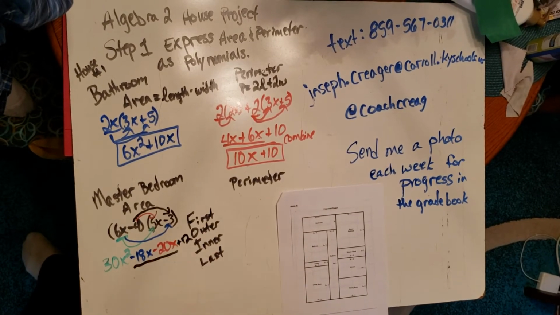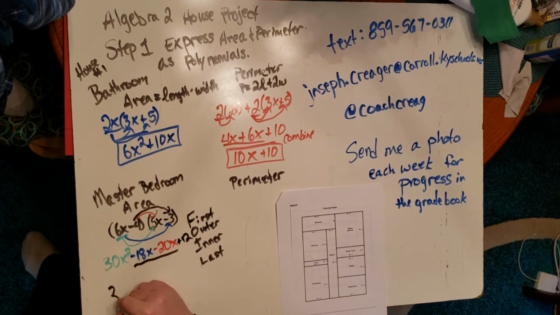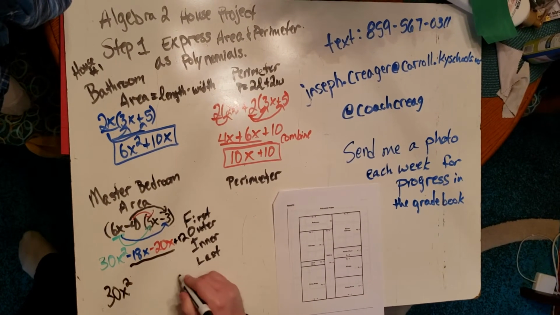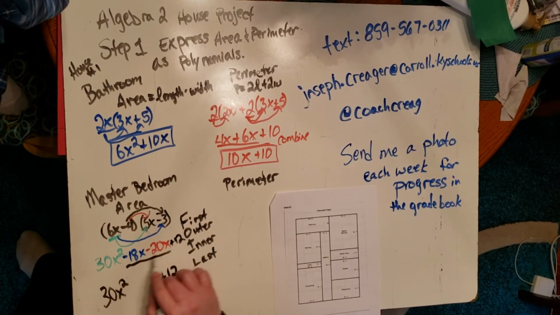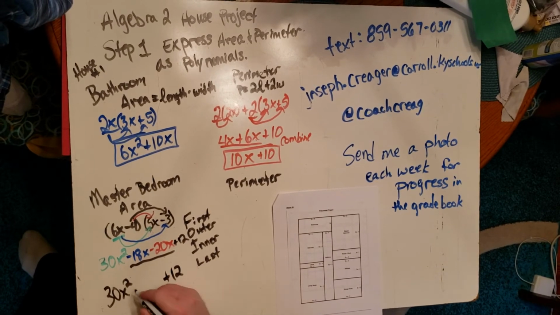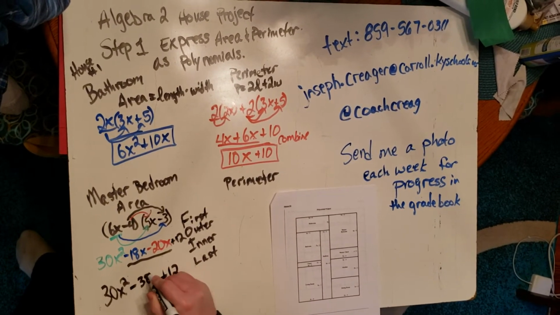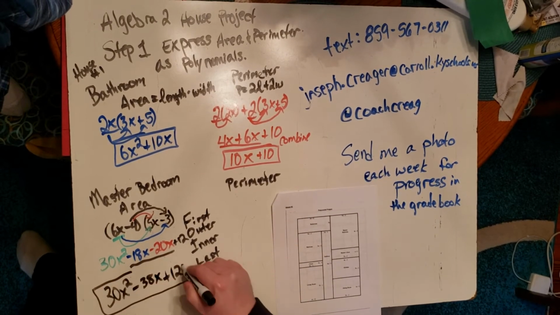I have two like terms in the middle, so I'm going to add those together. My 30x squared stays the same. My 12 stays the same. Because both of these things are negative, they get added together, and it becomes a larger negative number, which is negative 38x. All right, that's the area of my master bedroom.